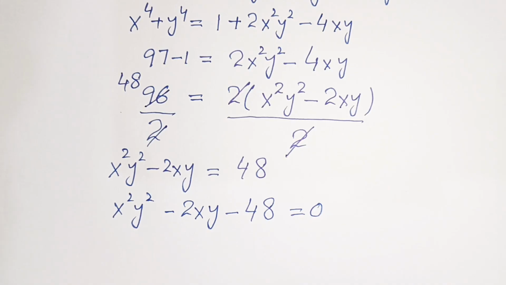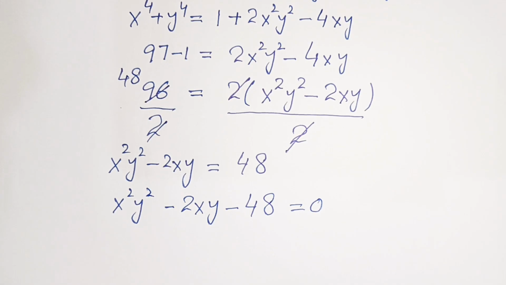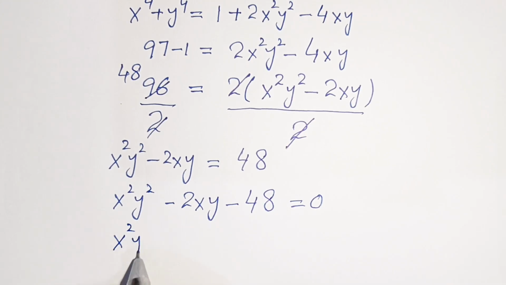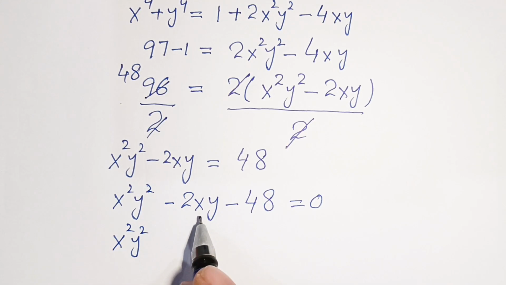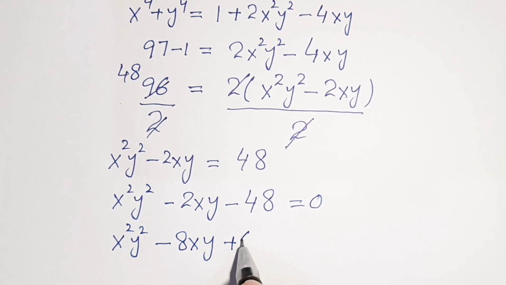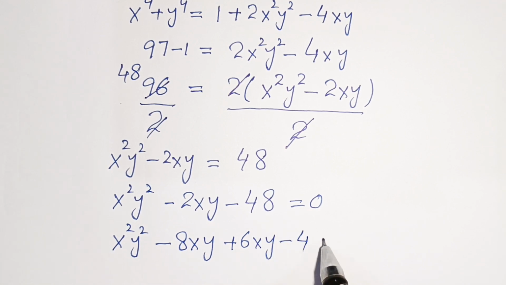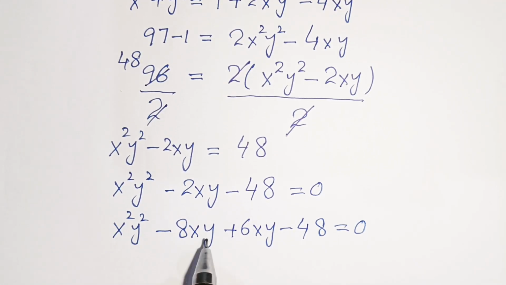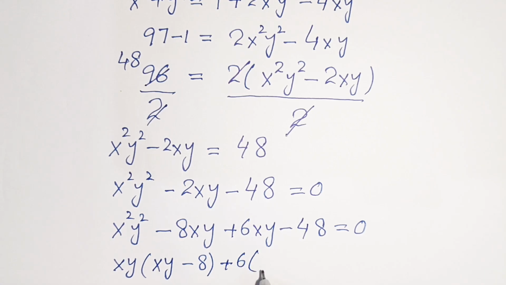We have to solve it as it is factorable. So here in x squared y squared minus 2xy, the minus 2xy can be split into minus 8xy plus 6xy, and we know that 8 times 6 is 48, minus 48 is equal to 0. Now making two pairs, in this one xy is common, and inside the bracket we have xy minus 8. Here plus 6 is common, and inside the bracket we get xy minus 8, is equal to 0.